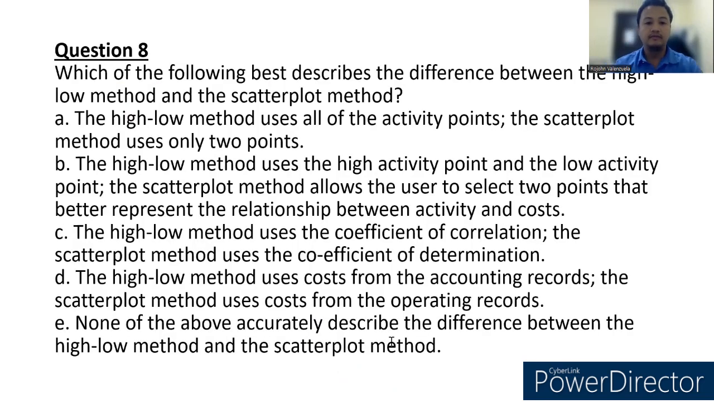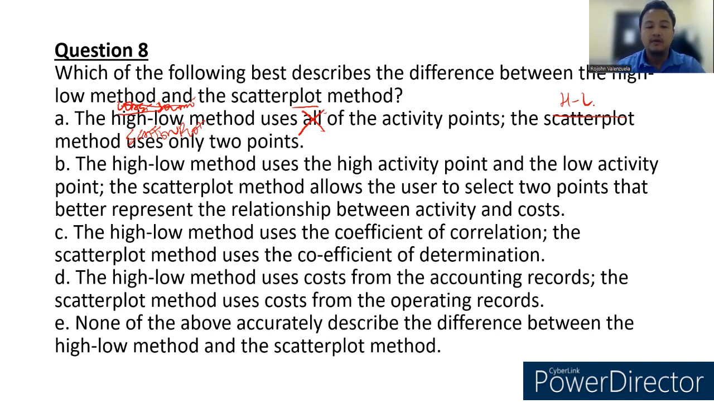Next, number 8. Medyo mahaba. Which of the following best describes the difference between the high-low method and the scatter plot method? Letter A. The high-low method uses all of the activity points. So that is wrong. Hindi niya ginagamit ang lahat ng activity points. Least square yan pag ginagamit niya lahat ng points. Baliktad ako. Itong scatter plot uses only 2 points. Yan yung high-low method. So, mali yan. Letter A.